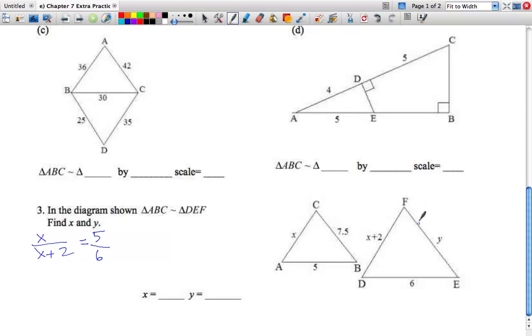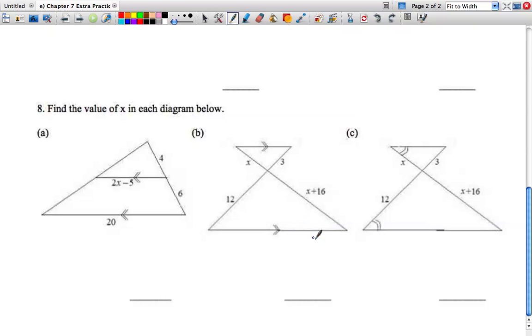Let's set up Y. Y is over here, and Y is FE, which matches up with BC. So 7.5 is to y as 5 is to 6. And you would cross multiply and solve that. I'll give you a hint. The answer to x is 10 and y is 9. So you can check that, but please make sure you can do that yourself. Going on to the next page.